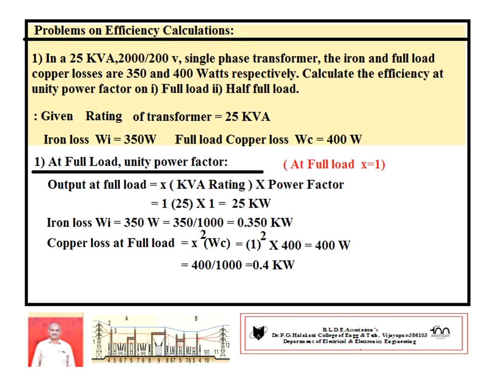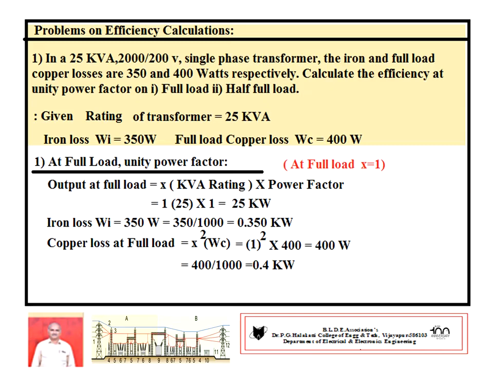In a 25 kVA, 2000 by 200 volts single phase transformer, the iron and full load copper losses are 350 and 400 watts respectively. Calculate the efficiency at unity power factor on full load and half full load. So slowly you write down the given data. What is the given data, sir? Rating of transformer 25 kVA, iron loss Wi 350, full load copper loss Wc 400 watts. You write down the given data.